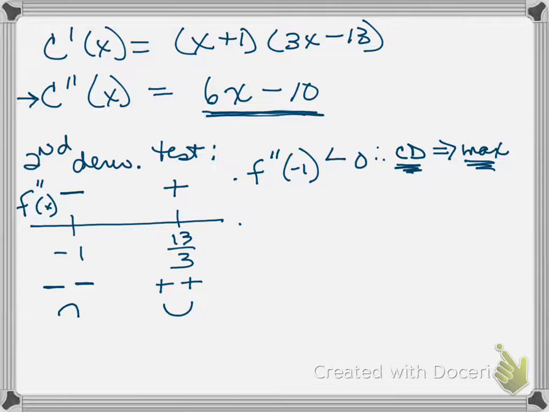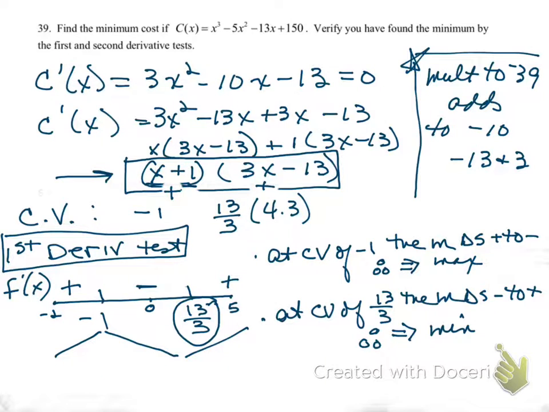Okay, the second statement is going to be f prime prime of 13/3 is greater than 0. So therefore, my function is concave up, and that yields a minimum. Okay, so I am finding that if I wanted to figure out the minimum cost, I would evaluate the cost function at 13/3. So let's go back and we're going to get the cost function.